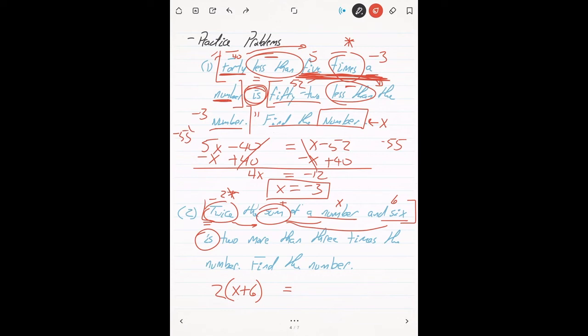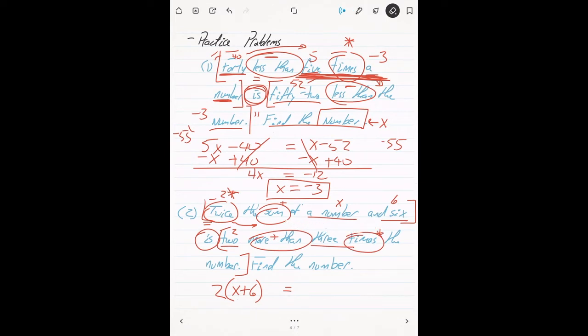So if I ask you to do anything with their sum, their difference, their product, their quotient, that means do those operations first and wrap them in parentheses. Now let's look at the right-hand side. 2 more than 3 times the number. 2 more than, again, that implies addition, and then we have 3 times.